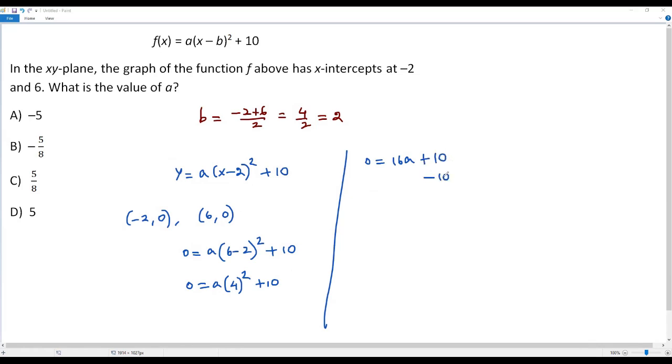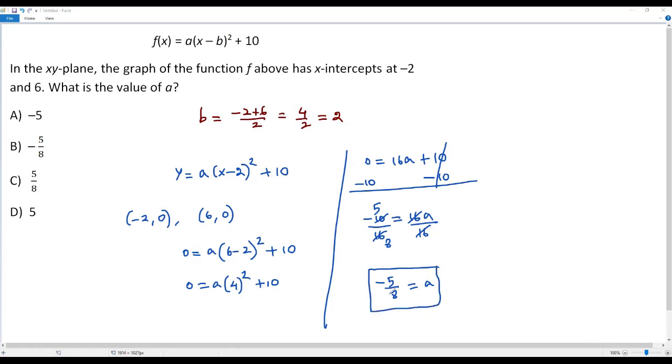Let me subtract 10 from both sides of this equation. The positive 10 and negative 10 cancel out. When I combine 0 and −10, I get −10 on the left side. On the right side, I get 16a. Let me divide both sides by 16. The 16 cancels out. 2 goes into 10 five times, and 2 goes into 16 eight times. I get −5/8 on the left side, and a on the right side. Here I got the value of a. Its value is −5/8.